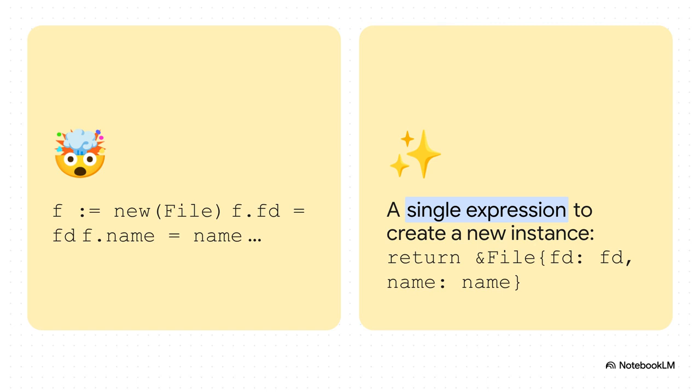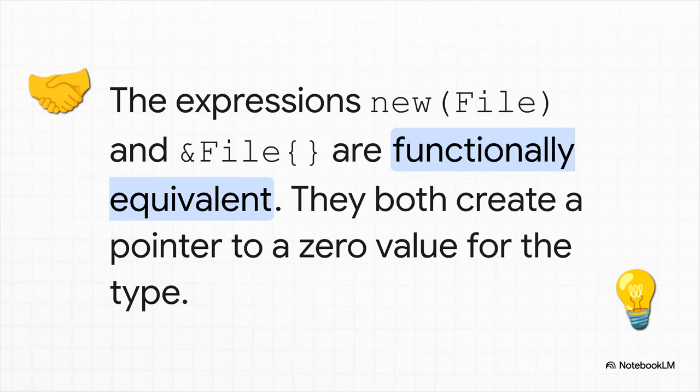Now look at the right. We use what's called a composite literal. It's one clean, readable expression that allocates and initializes all in a single shot. This is way more idiomatic in Go. And check this out. If you use a composite literal but don't specify any fields, like &File{}, you're just creating a pointer to a zeroed-out File, which means it's doing the exact same thing as new(File). This really drives home that composite literals are almost always the way to go.